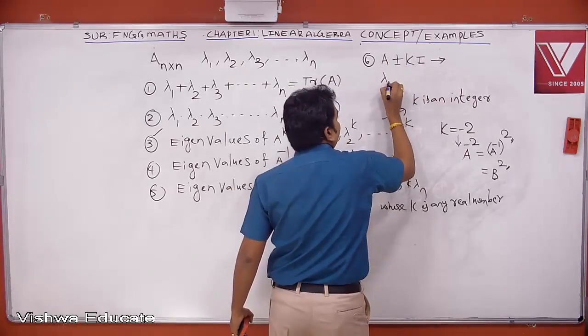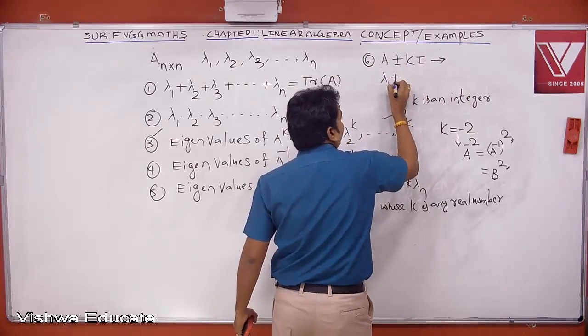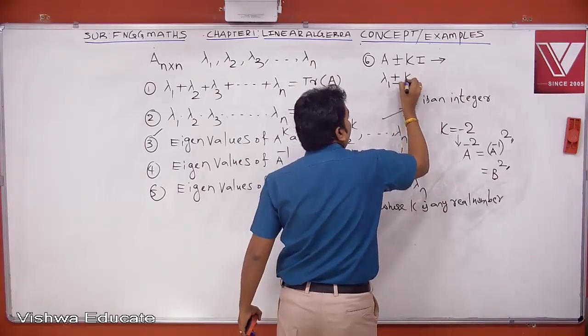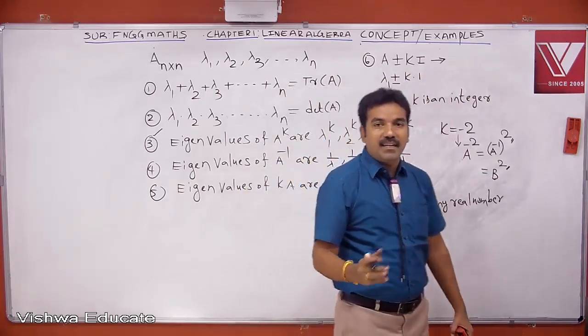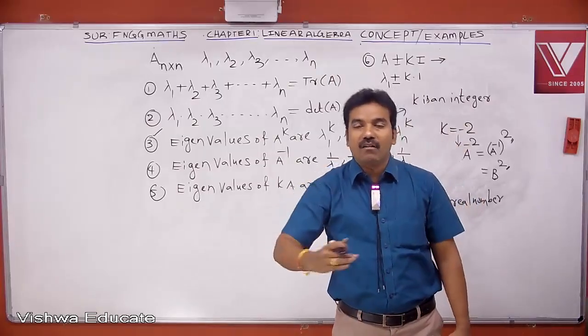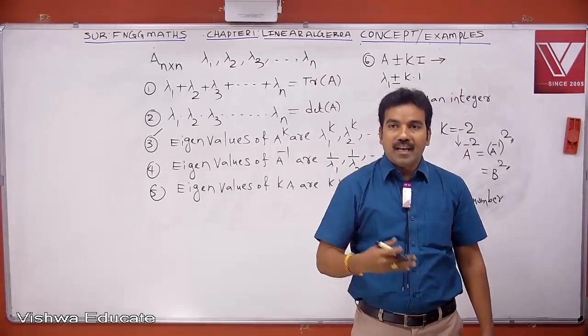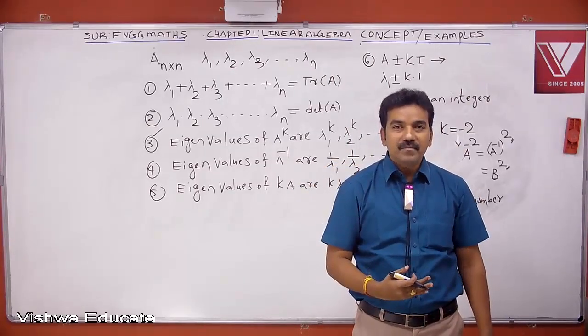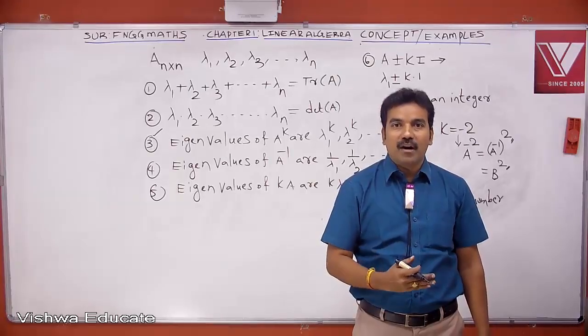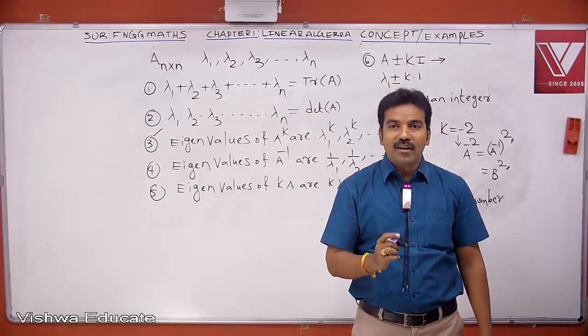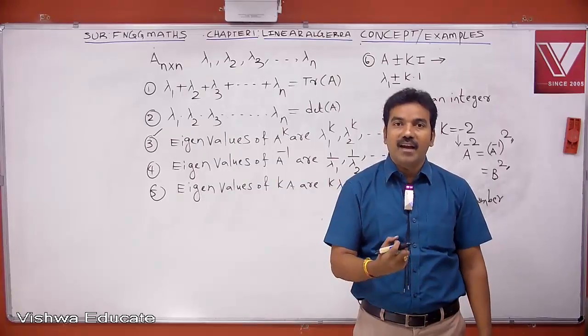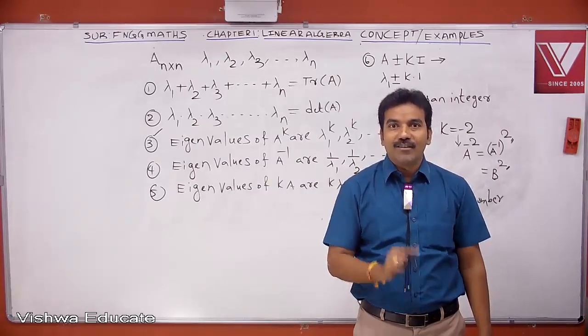Replace A by the first eigenvalue, lambda 1. If it is plus, write plus. If it is minus, write minus. K into eigenvalues of I, which are 1 only. Because when you take the identity matrix, the diagonal elements are 1 and the rest of the elements are zeros. As we mentioned earlier, if something is an upper triangular or lower triangular matrix, the eigenvalues are the diagonal elements. So interestingly, any identity matrix has eigenvalues 1 only.